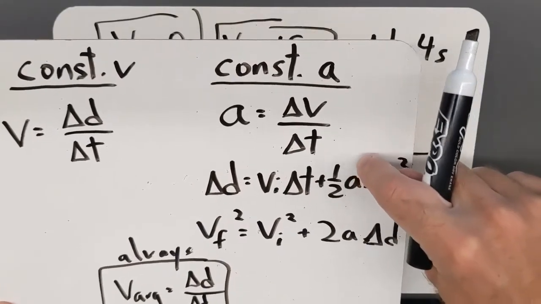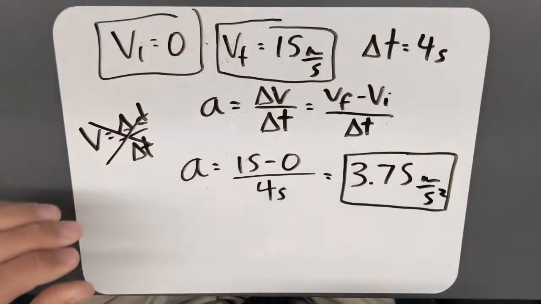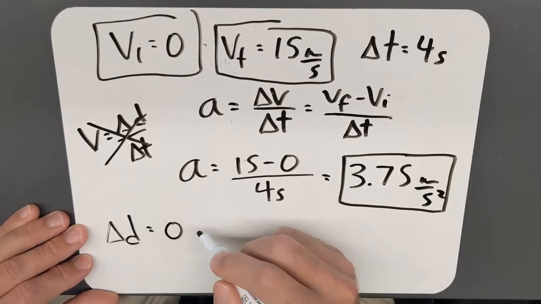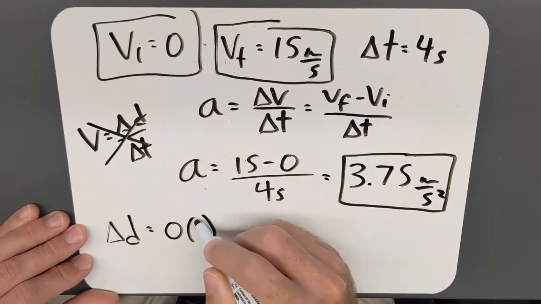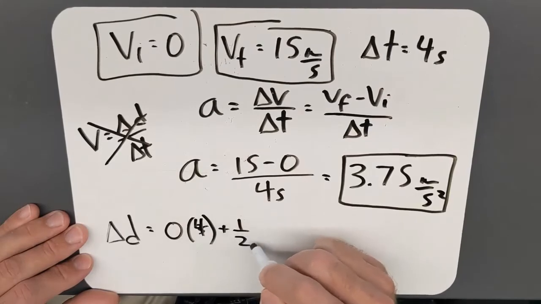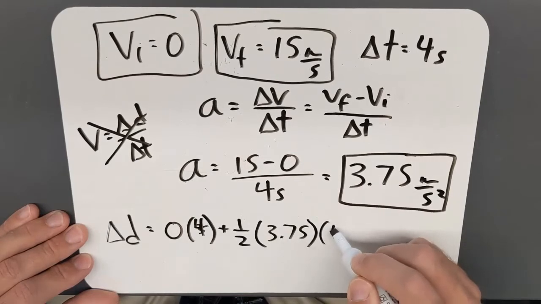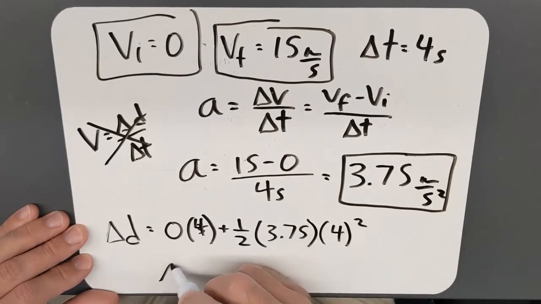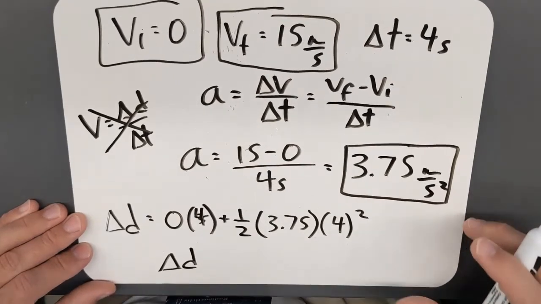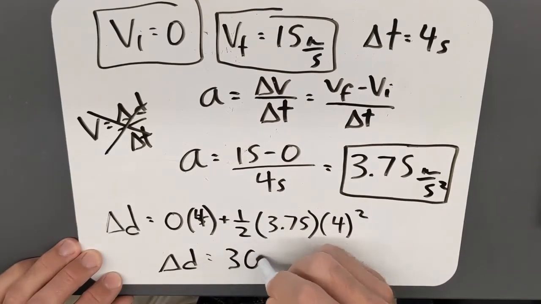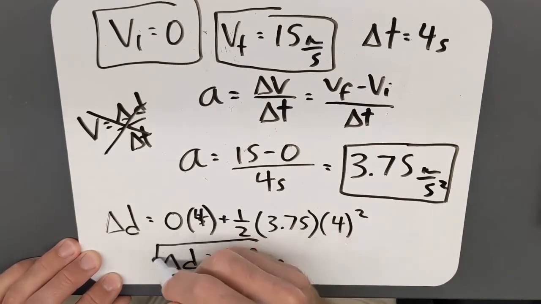So I see delta d. That's my first look. Delta d equals v initial of 0 times time, which is also going to be 0, so 0 times 4 seconds, plus 1/2 acceleration, which I see here is 3.75, and my time is still 4, and that gets squared. Now I can go to my calculator: delta d equals 0.5 times 3.75 times 4 squared, which is 16, and I have 30 meters. And that's how we do our first problem.